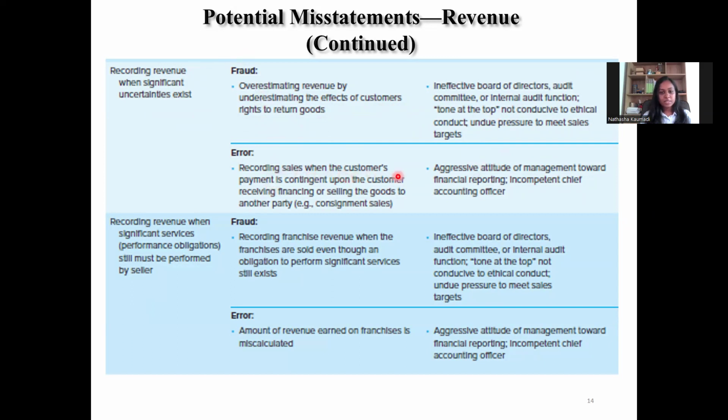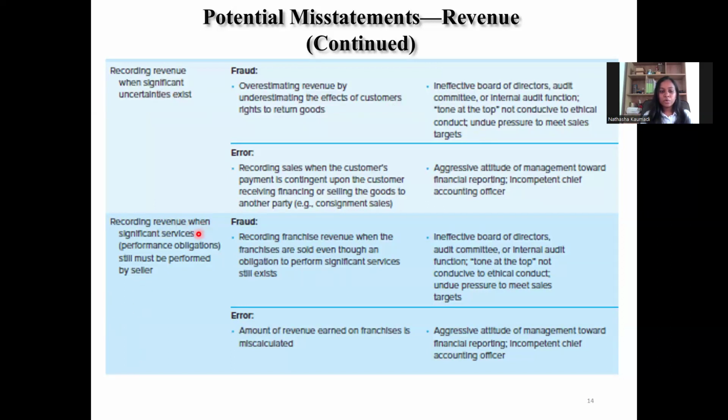Recording sales when the customer's payment is contingent upon the customer receiving financing or selling the goods to another party. You are unsure, you have a significant uncertainty, but you are not respecting that, you are just recording. Here it's not intentional, right? It's an error. So, what are the reasons? Aggressive attitude of management towards financial reporting, or maybe an incompetent chief accounting officer. Because of his incompetency, he was not able to face this significant uncertainty. He was not able to face that situation. They just report. So those are the errors.